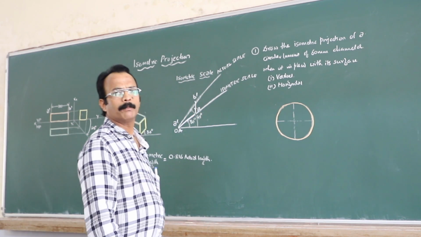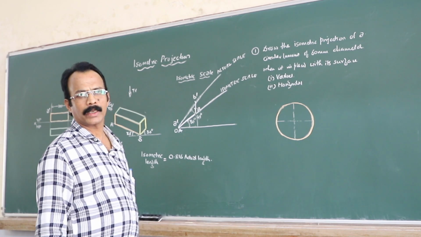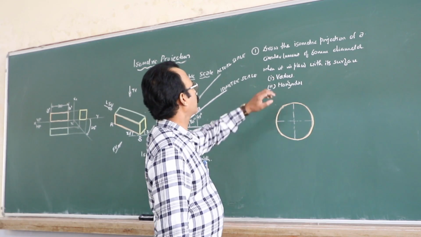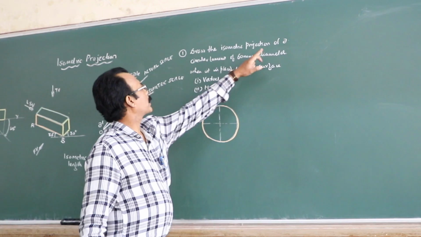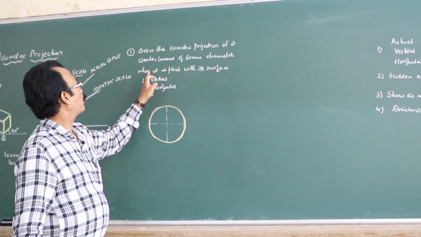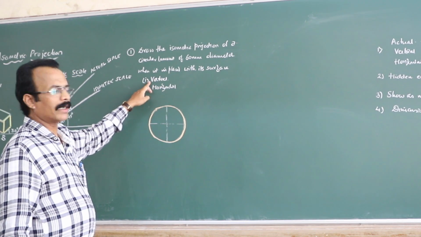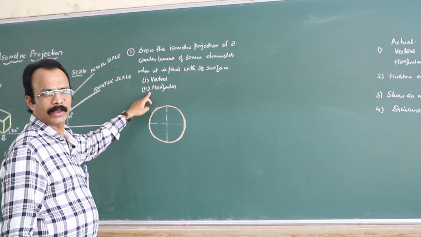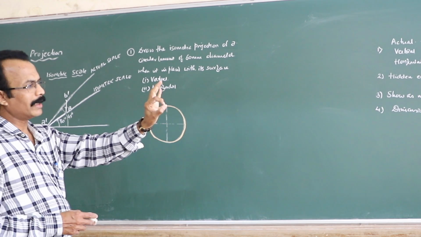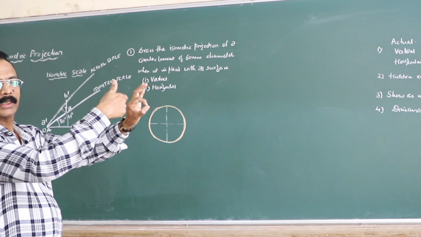So with this basic background, I will take one simple problem related to the circular lamina, right? So you can see the problem here. Draw the isometric projection of a circular lamina of 60 mm diameter, when it is placed with its surface, first one is vertical and second is horizontal, right? So whenever the circular lamina is vertical, it will be like this. So in front view, you will see its true shape.